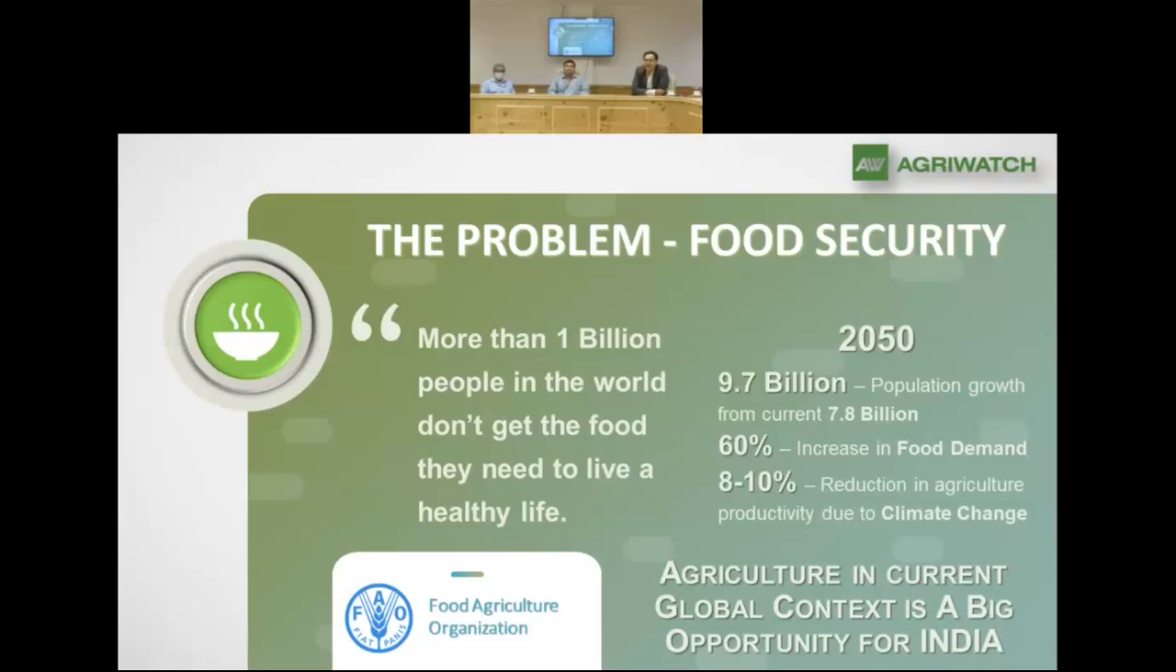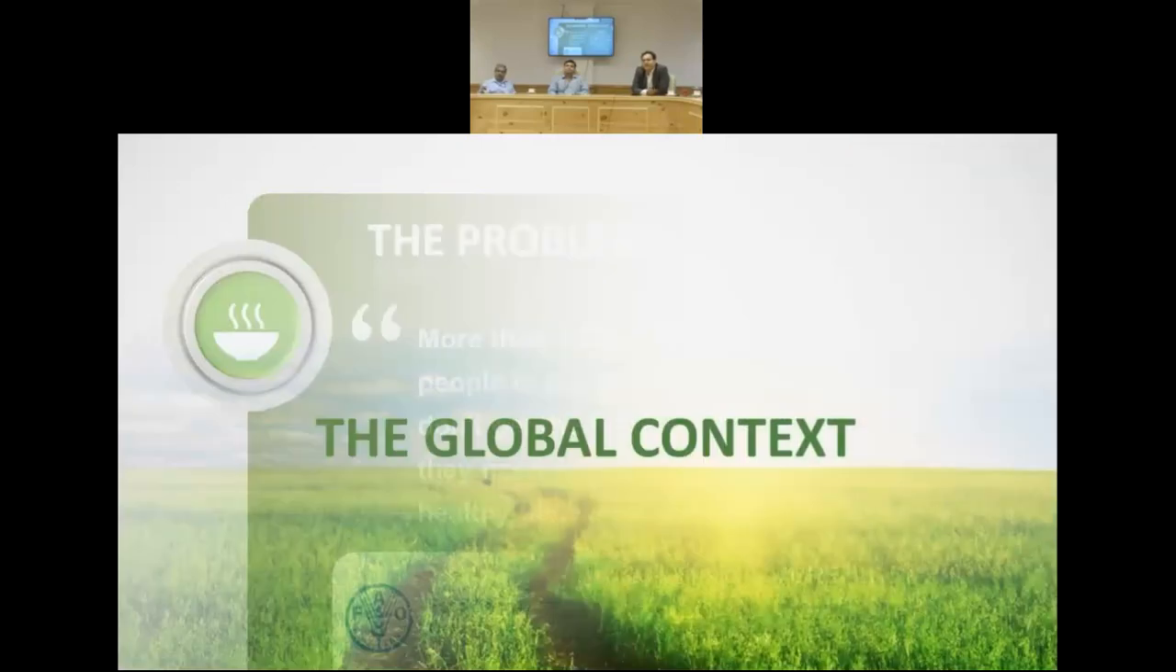But at the same time, in the current global context, it gives a big opportunity to a country like India, which has among the highest available arable land in the world. With 127 different agroclimatic zones, we can grow close to 400 different value chains, or commodities, out of 700 available in the world. So we can grow anything, everything which a human being can eat.